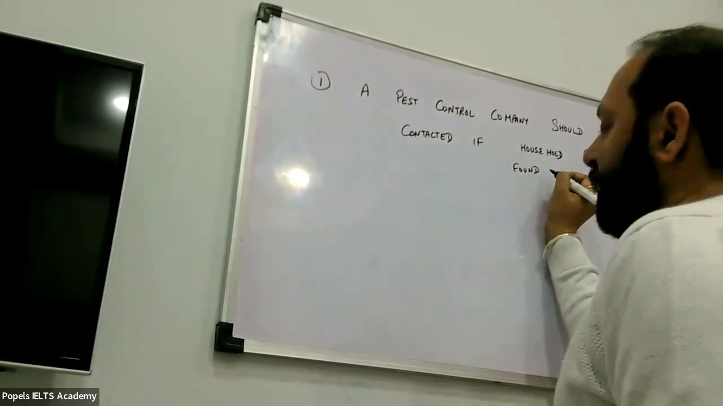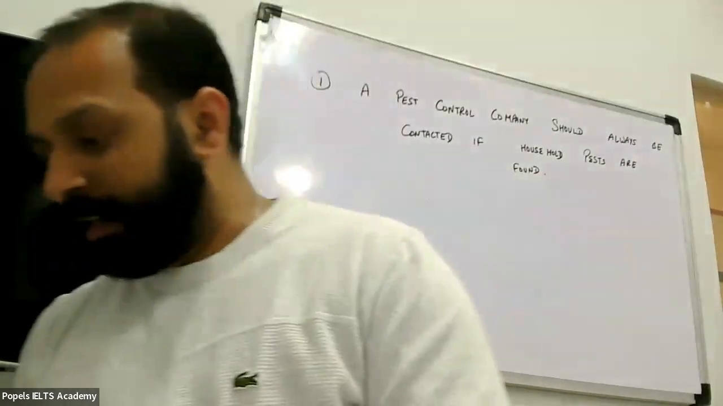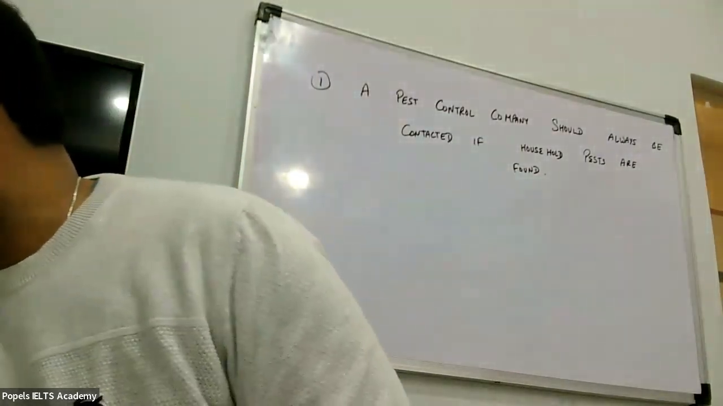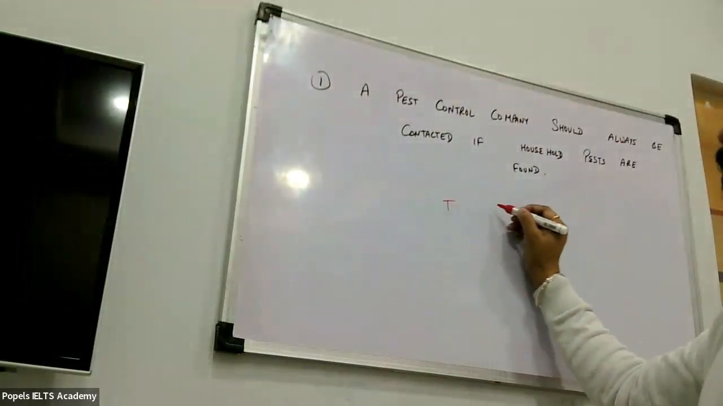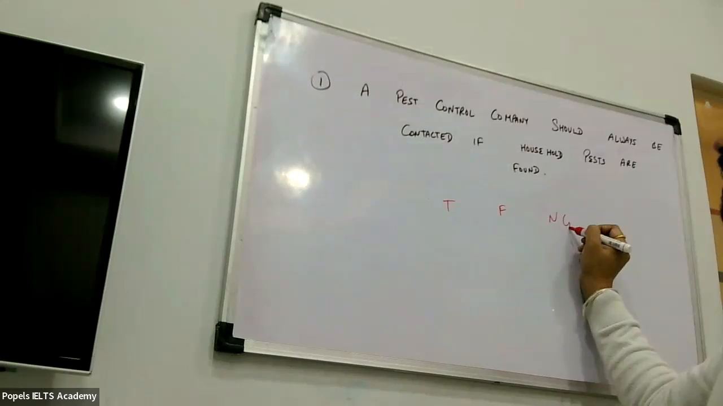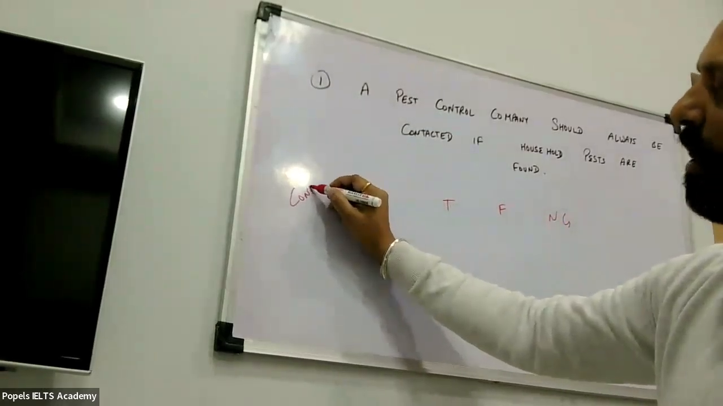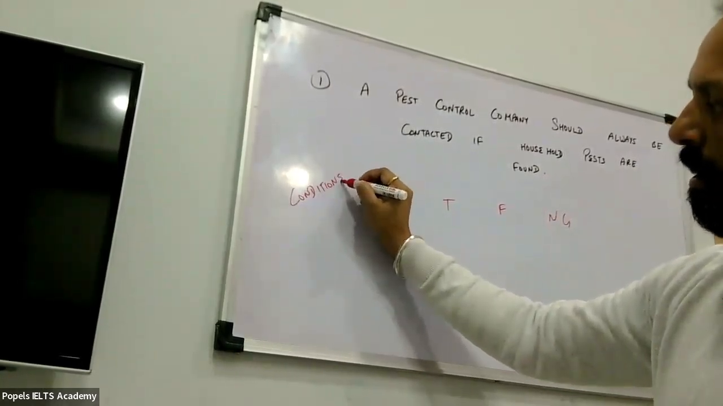Now, what are the conditions in this? See, wait for a moment. When it comes to true, false, not given, it is always about conditions and variables. Am I right or no? These are conditions and variables.